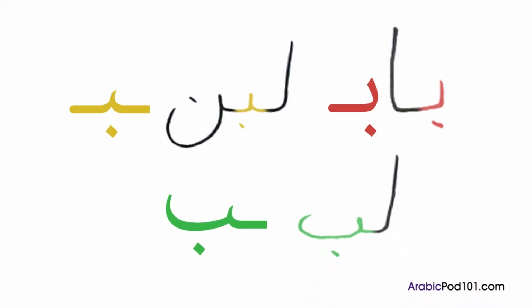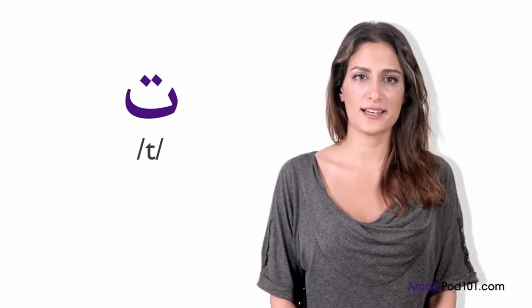Let's move on. The second letter you learn in this lesson is another one that looks like ba. Ta. As you can see, the only difference is in the position and the number of the dots. The pronunciation is like the English T, except you should release your breath with a strong burst of air. Try it. Ta. Here's how to write the isolated version. Ta.